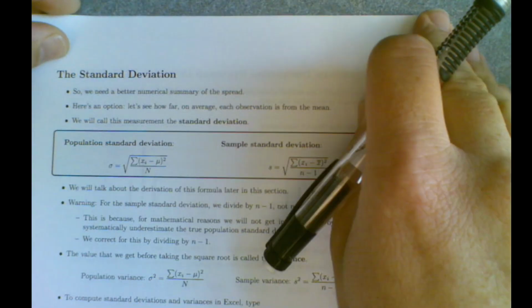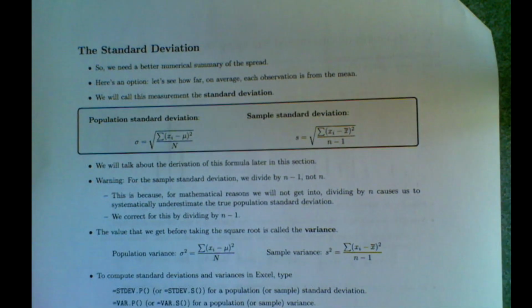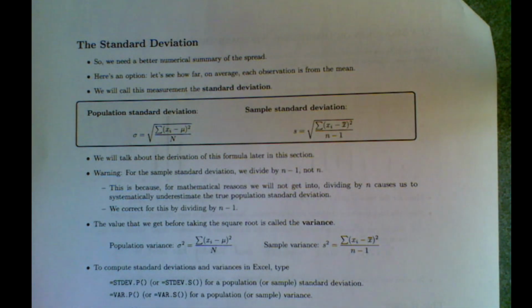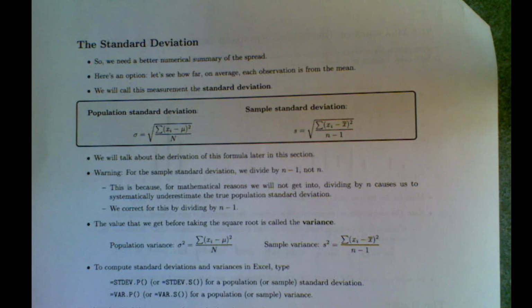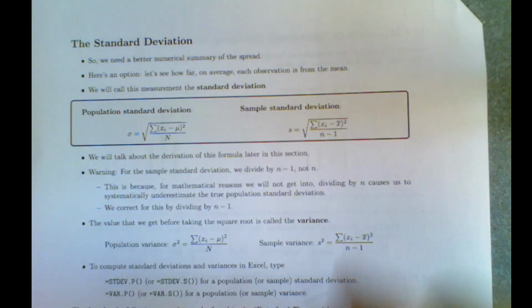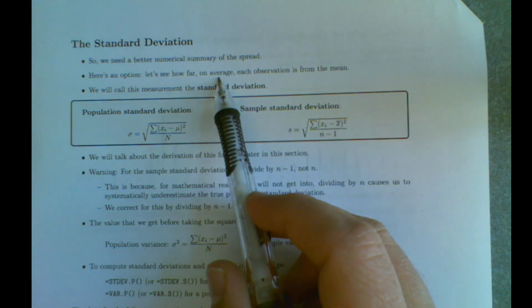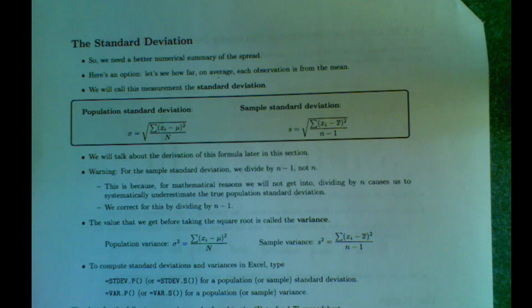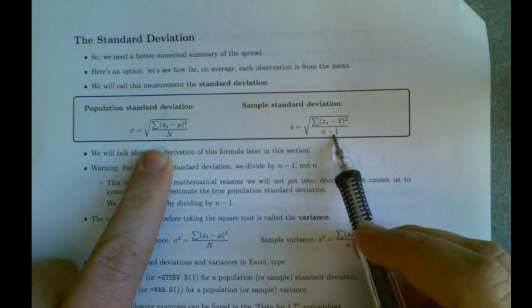So we need to develop a better measure of spread, a better measure of dispersion. And one really good measure of dispersion is the standard deviation. The idea behind the standard deviation is that we want to see how far on average each observation is from the mean. That's sort of a loose understanding of the standard deviation. Here are the formulas for computing the standard deviation.